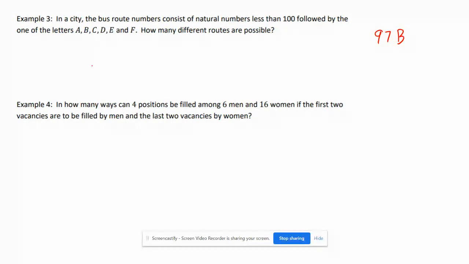Okay, so what we have really is 2 choices. We have a number: how many natural numbers less than 100? In this case they're saying less than 100, so it could be 1 to 99. That means there's 99 options. So this is for our number. And then we have our letter. How many letters do we have? A, B, C, D, E, and F. That means there's 6 options. 99 times 6 equals 594.